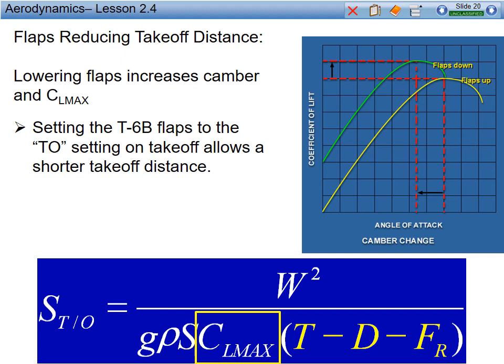Flaps overall reduce the takeoff distance. Lowering flaps will increase camber and CL max. Setting the flaps to takeoff allows shorter takeoff distances. Takeoff flaps increase the camber while not increasing the drag as much as landing flaps.